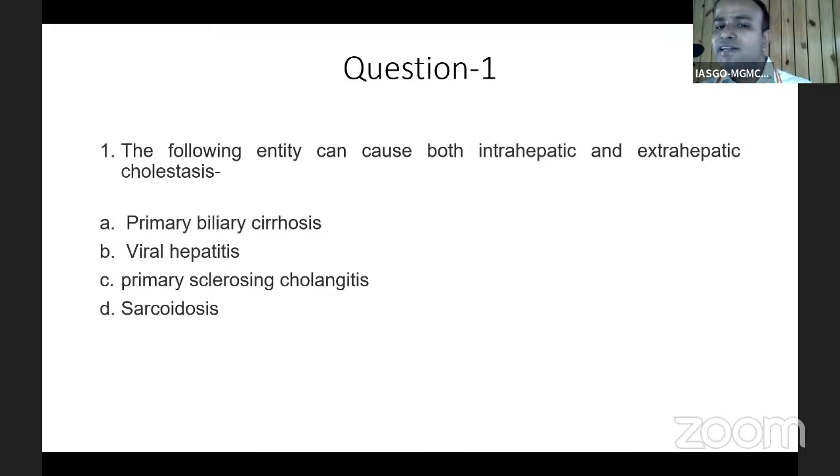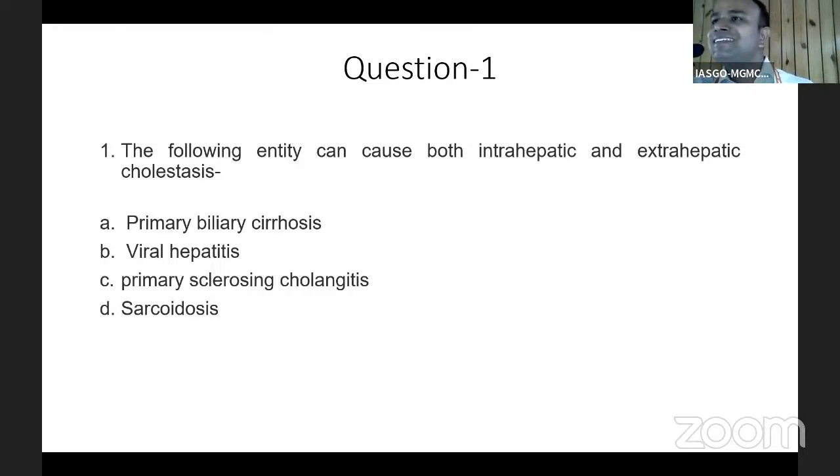The following entity can cause both intrahepatic and extrahepatic cholestasis. The options are primary biliary cirrhosis, viral hepatitis, primary sclerosing cholangitis, and sarcoidosis. I am expecting some answer. Any answer? Sarcoidosis? PSC. Can anyone explain that? Yes, definitely.